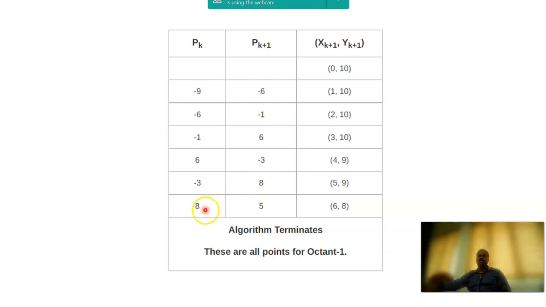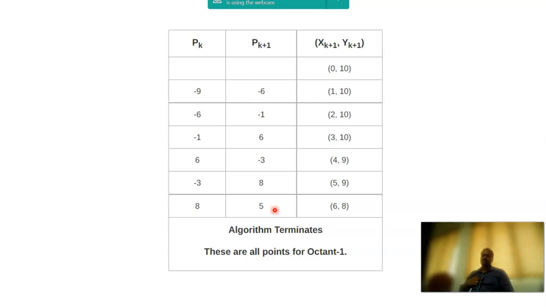So in the next iteration, 8 is carried forward, which is a positive value, which means we have to decrease the y value from the previous yk, which is 9, now it will become 8. X always increases, 6 comma 8. Then next time, when I calculate, we got 5, which means we have to increase the x value and decrease the y value. So 7 comma 7 we got it.